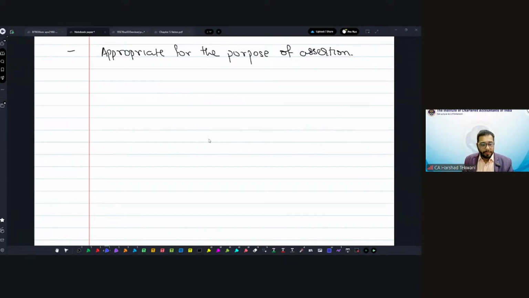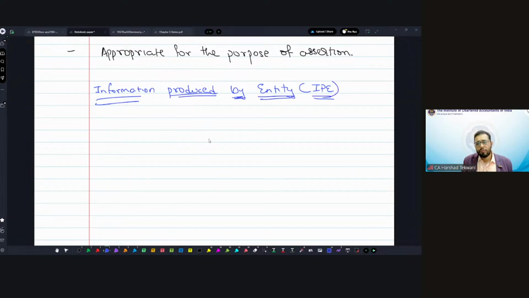That is information produced by entity. We call it IPE. What is this? What is this? Information produced by entity. IPE. Why are we discussing this?